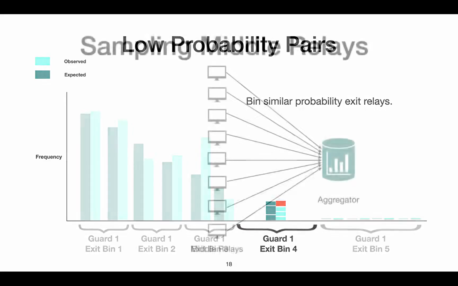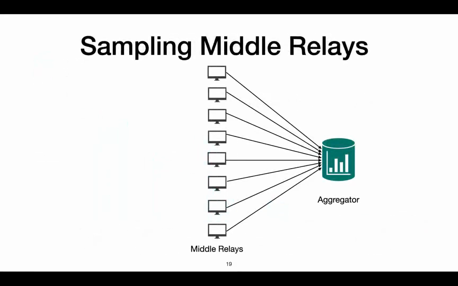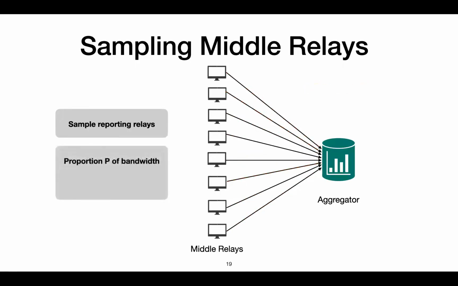Note that in situations where data from all middle relays is not available, a subset or random sample of these middle relays can be used. In this case, if the reporting relays represent a proportion P of the overall middle relay bandwidth, then the required data size must be scaled up accordingly.